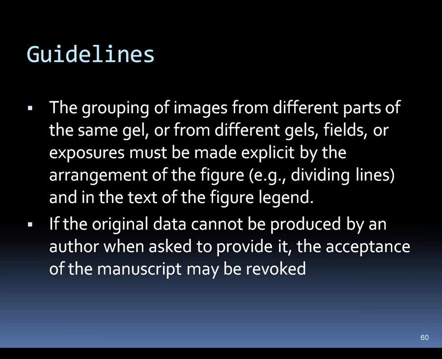If original data cannot be produced by an author when asked to provide it, the acceptance of the manuscript may be revoked. This is simply if there's a suspicion of inappropriate manipulation. You need to look at the original data, and that will help determine whether there has been any manipulation. At DJS, we'll point out that we are just investigators. We're not really the judge of this because we're not scientists. So whether any particular manipulation has been fraudulent or inappropriate would be determined by science editors.